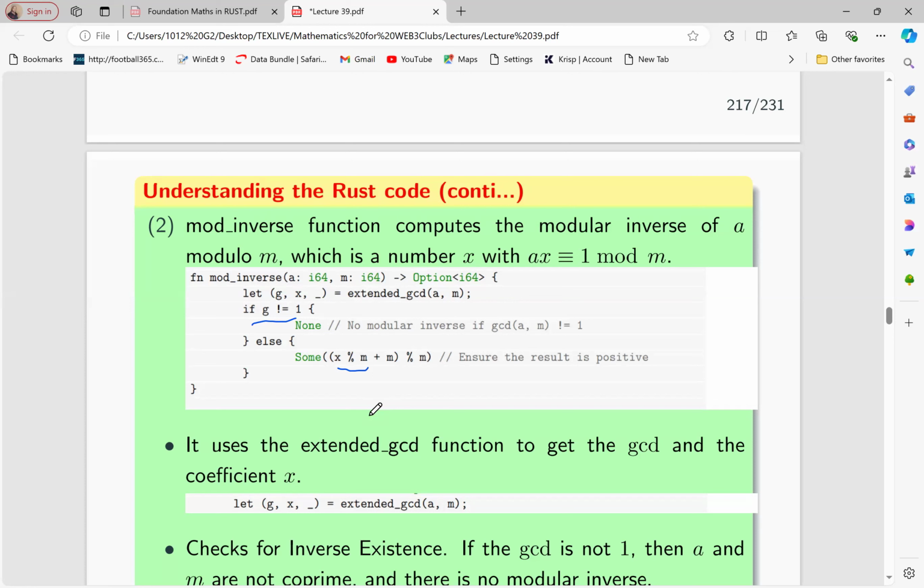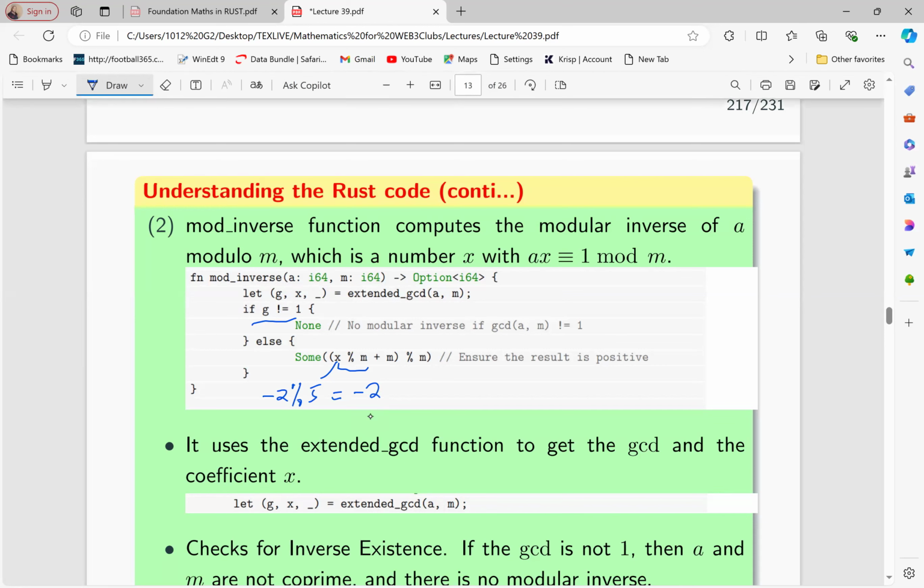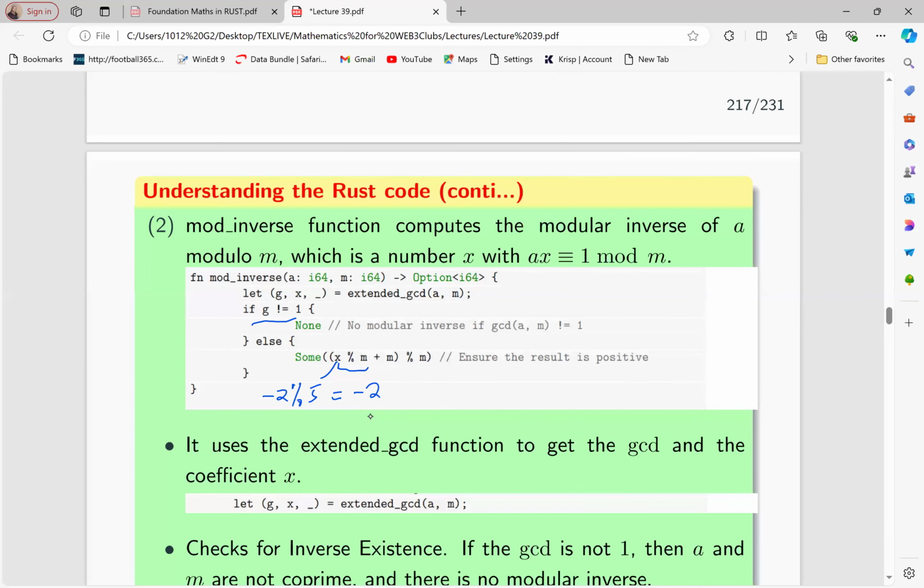But supposing X is negative, in that case, if X is negative, say I have negative 2, and I divide it by 5 and write the remainder, this remainder will still be negative 2. Is that okay? That remainder will still be negative 2. But we want it to be positive. So to make it positive, you add M to it. You add 5 to it in this case. And the answer becomes 3.